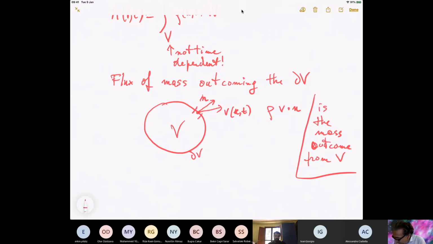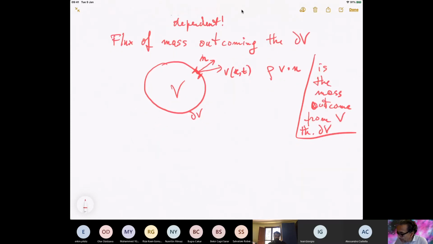In this small area of the boundary, through the boundary of V. Okay, so the flux of mass outcoming from V is the integral over the boundary of V of rho v dot n, with respect to the area.